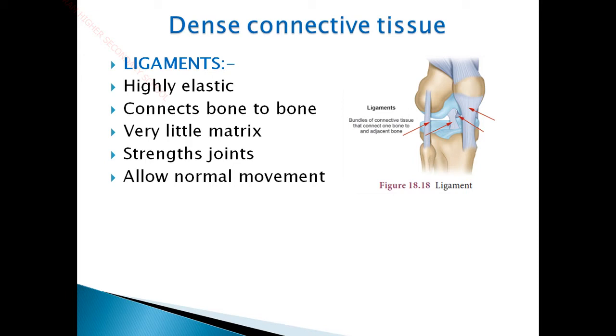Without the joints, our skeletal framework would not be there, isn't it? The skeletal system is made up of joints. The bones are joined together at each part through the help of joints. At these joints we have a highly elastic substance such as ligaments, and these consist of very little matrix, and they help in strengthening of joints, and they allow normal movement.